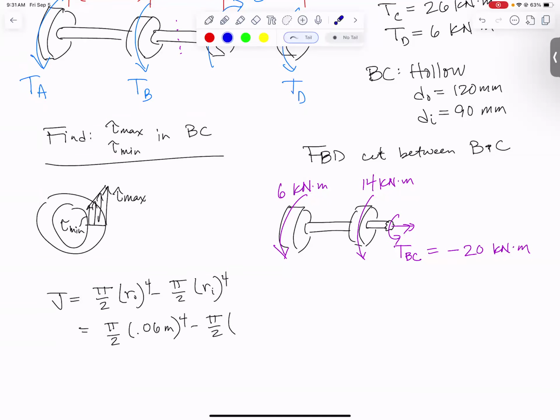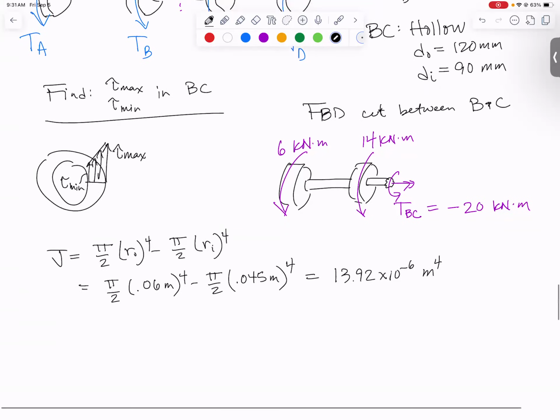Inner radius, well, inner diameter is 90. Inner radius is 45, so 0.045 meters to the fourth. That number is 13.92 times 10 to the minus 6 meters to the fourth. So we can find the stresses now.